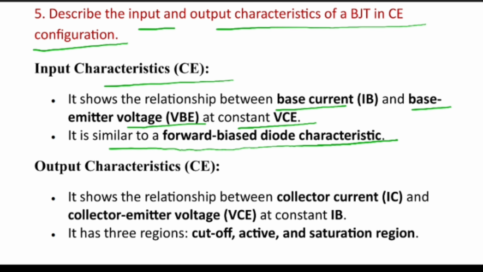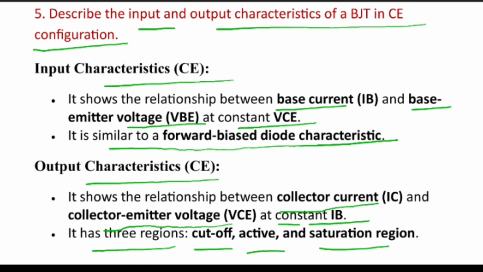Coming to the output characteristics of CE, it shows a relationship between collector current and collector-emitter voltage at constant IB, and it has 3 regions: cutoff, active, and saturation region. We are using these characteristics for the CE configuration.